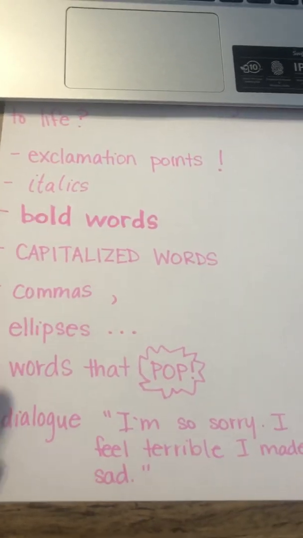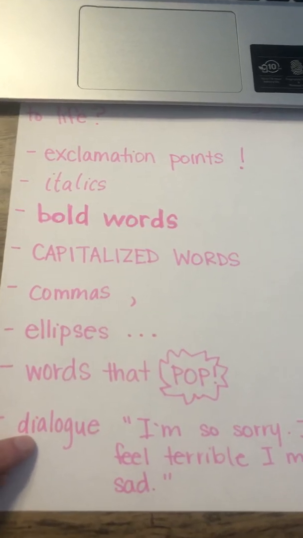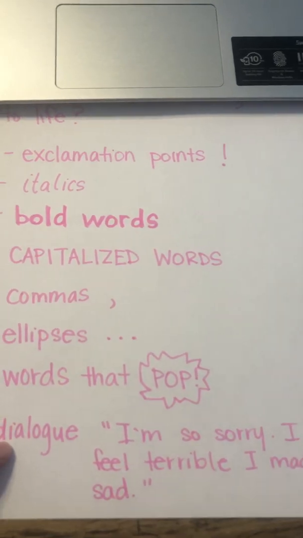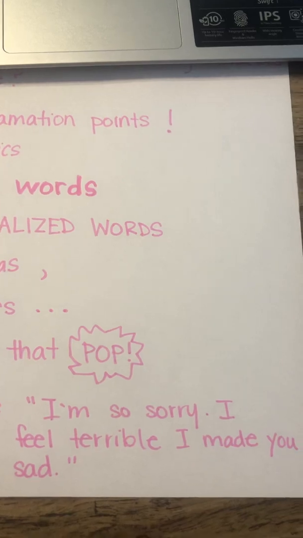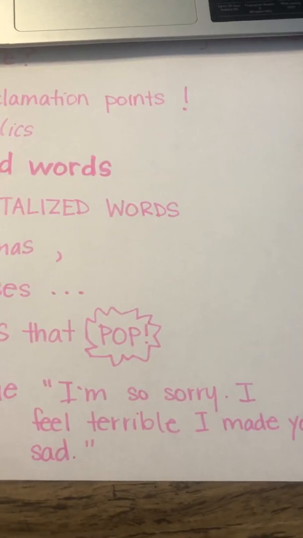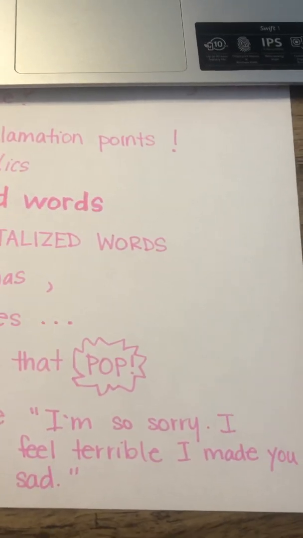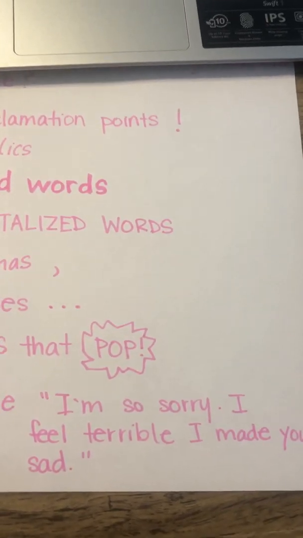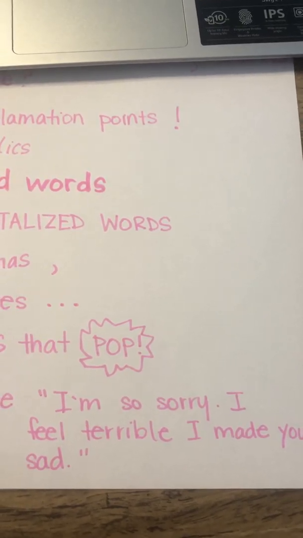And then, of course, we also need to pay attention to the dialogue. Dialogue is when the characters are talking. We can tell just by what the characters are saying how they feel. So I wrote this. "I'm so sorry. I feel terrible. I made you sad." Well, I know that if somebody is sorry and they feel terrible, they probably have kind of a voice where they are apologizing. So let me try to read that again. "I'm so sorry. I feel terrible. I made you feel sad."